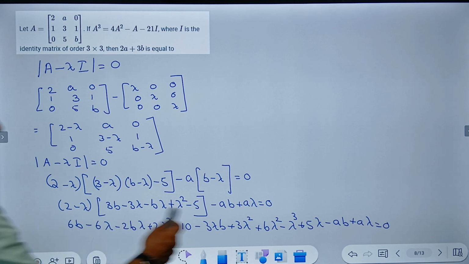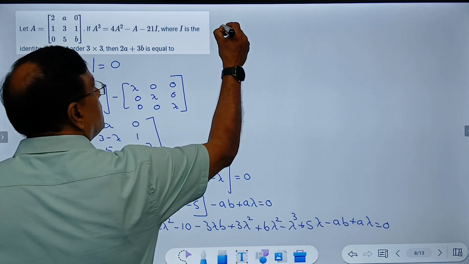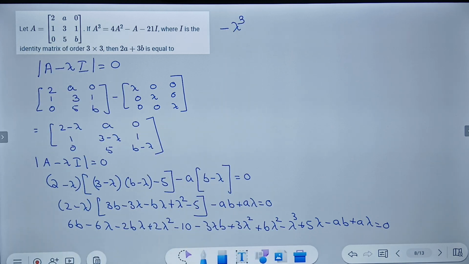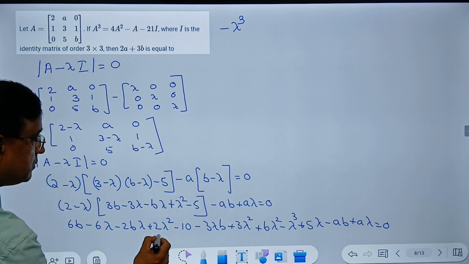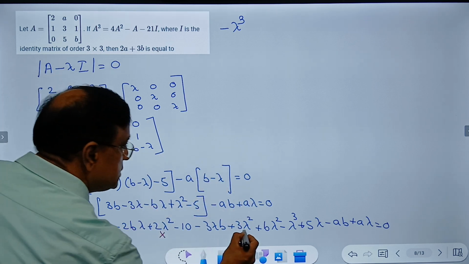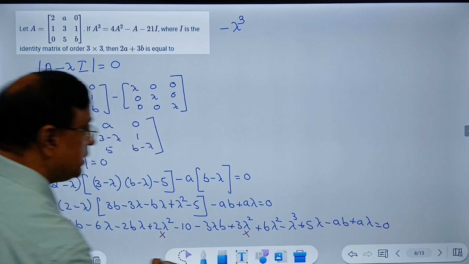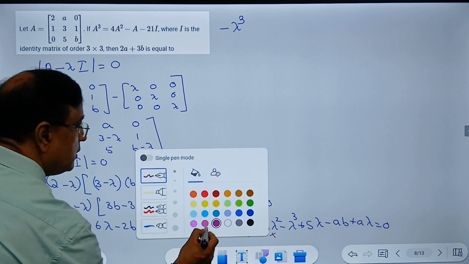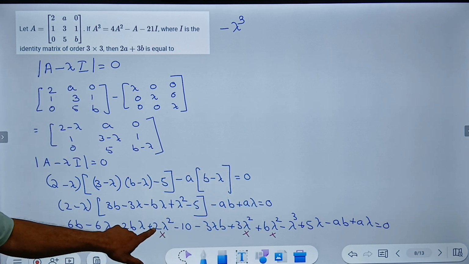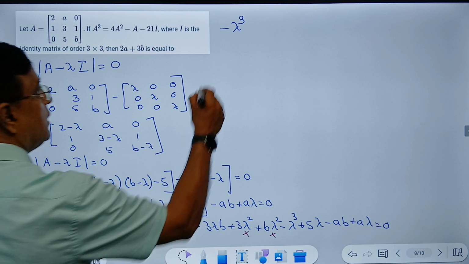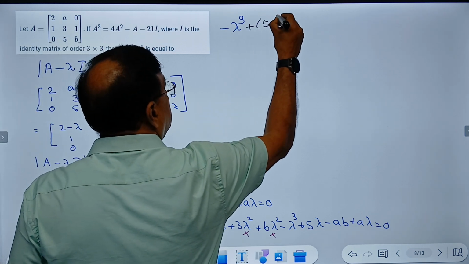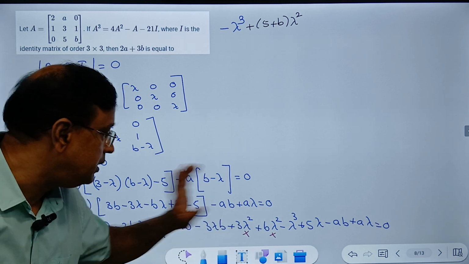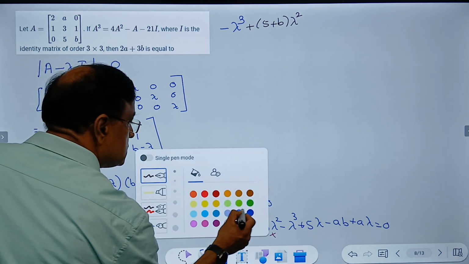Now what I will do, I will group all this first. So can I say this is minus lambda cube? First I will write the lambda cube. Now I will group all the lambda squares together. So what are the lambda squares? This is lambda square, and anywhere else lambda square? Yeah, there's another lambda square. We'll group all that together. So can I say this is 5 plus b into lambda square? Okay, that's done.